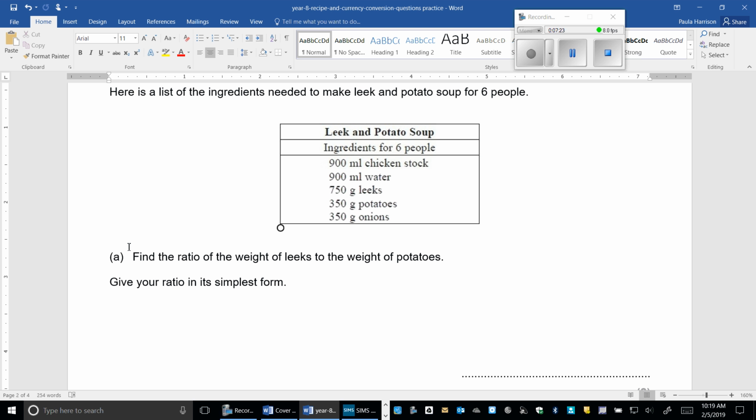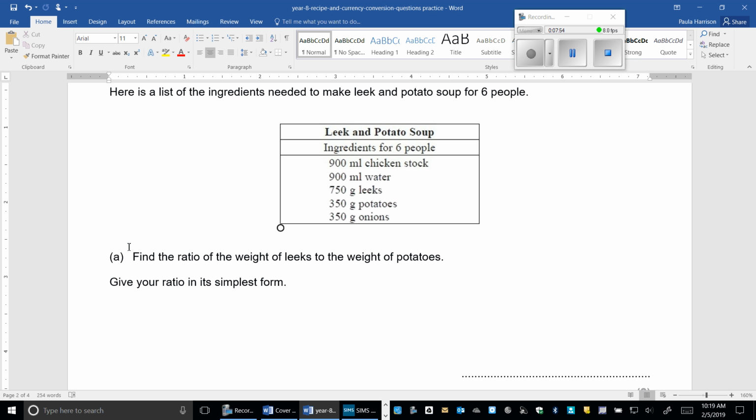So, this ingredient list is for how many people? 6. So all of these measurements are related to 6 people. What would you do, this is not one of the questions, what would you do if you were cooking for 12 people? What are you going to do with these measurements, Fasika?